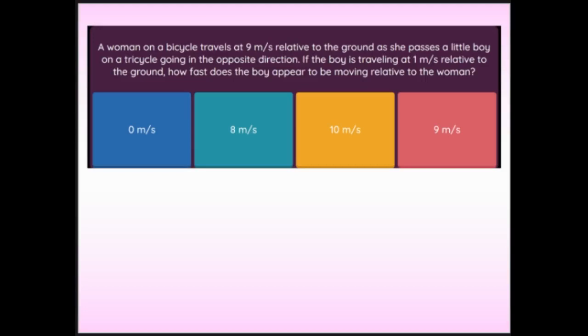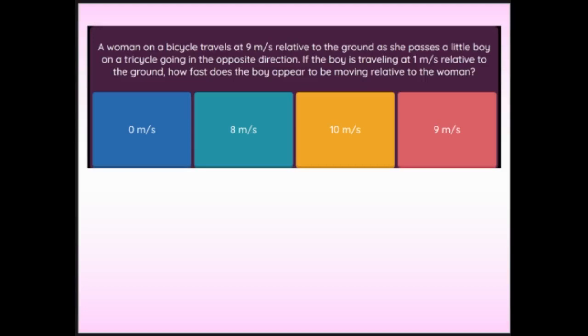No, they don't. As she passes a little boy on a tricycle going in the what? So they're definitely going which direction? Which is, if we pick north, that would be south. If the boy is traveling at a speed in the south direction of 1 meter per second, relative to also the ground, how fast does he appear? You see, appear to be moving according to who? To the woman.